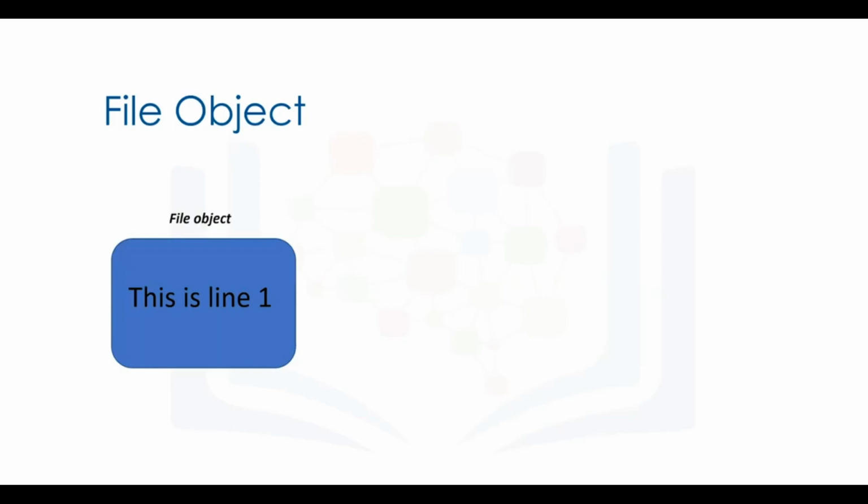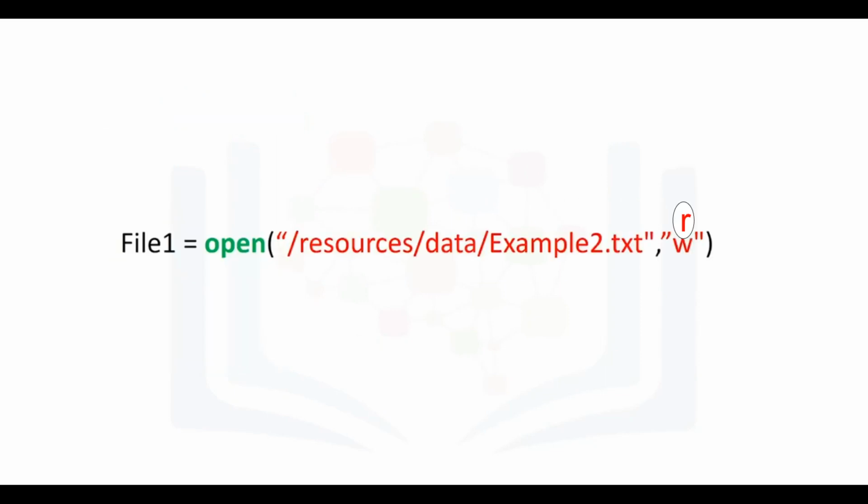We will use Python's open function to get a file object. We can apply a method to that object to read data from the file. We can open the file example1.txt as follows. We use the open function.